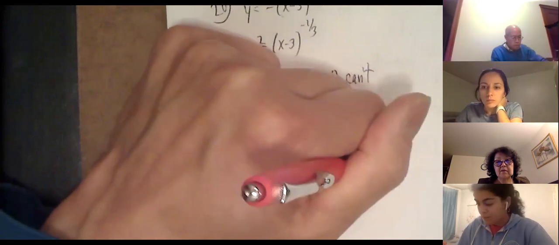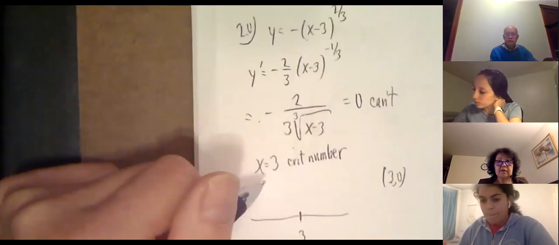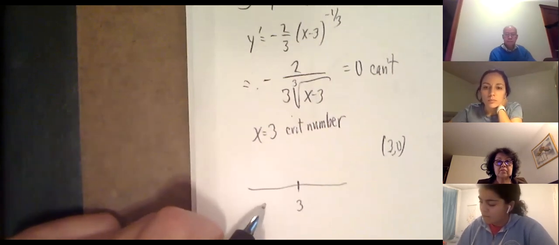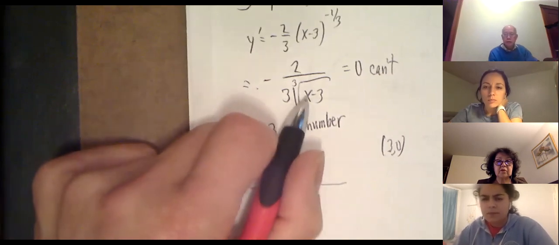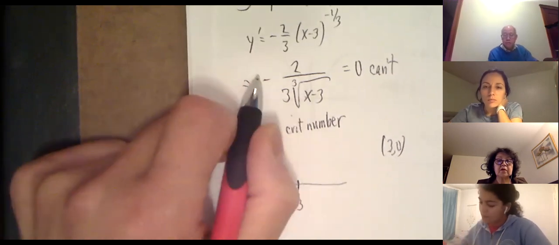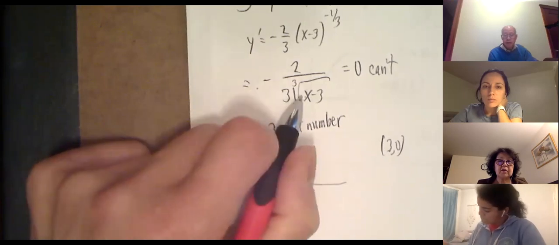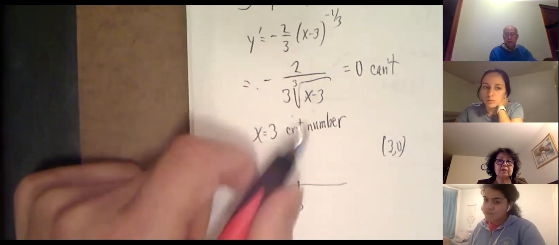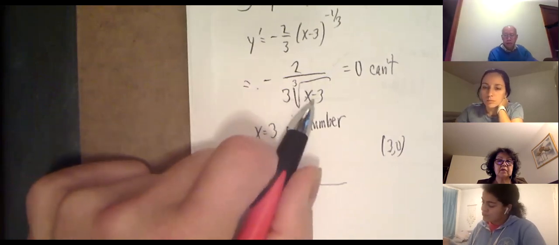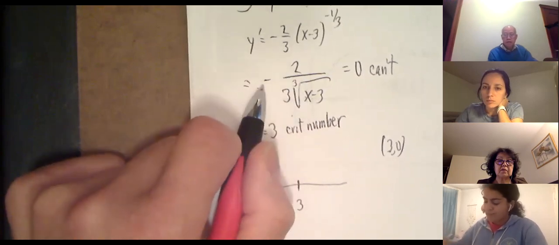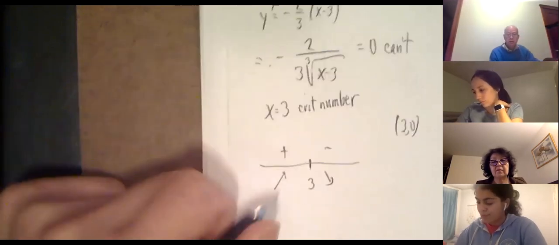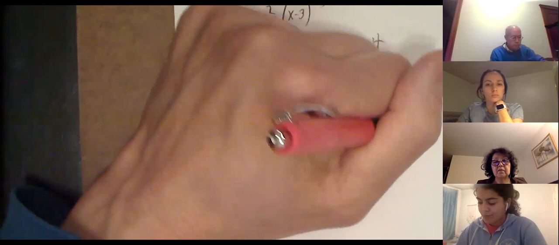What do you get when you plug in 3, 0? This time, what happens if I plug in 2? This will be negative. There's a negative here, so I have a negative times a positive, negative, which is positive. What happens if I plug in 4? Positive, positive, positive, negative. So negative. Increasing, decreasing, that means this is a maximum.